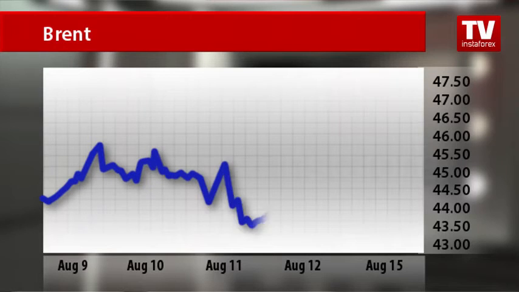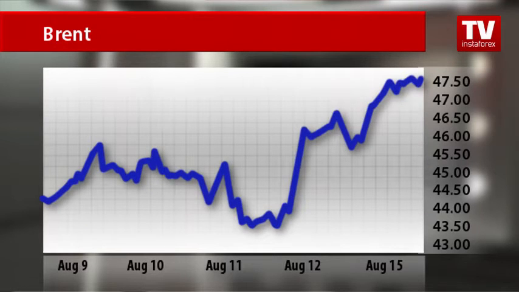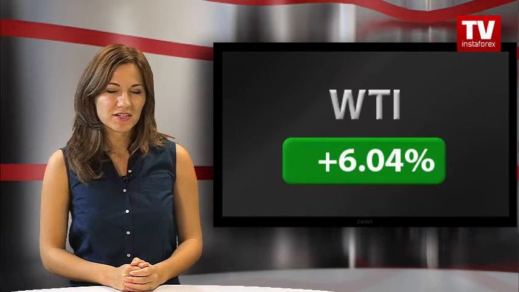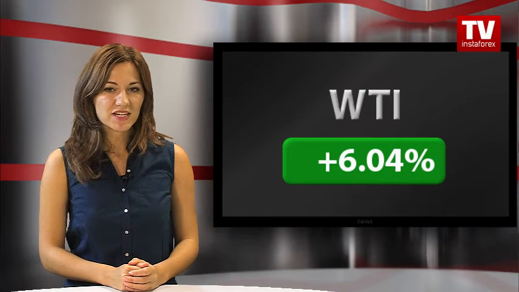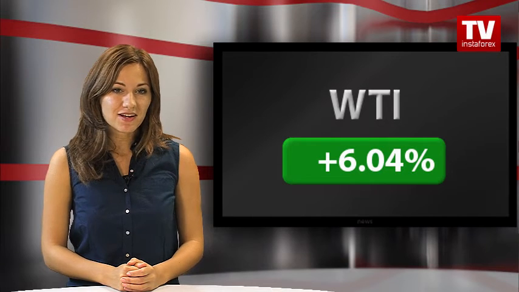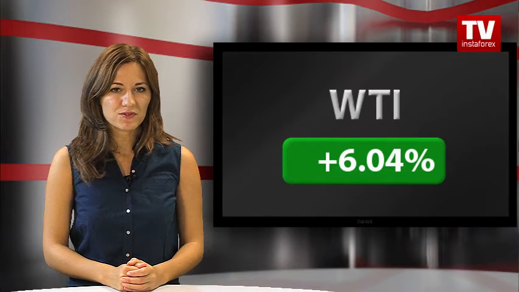ICE Brent crude oil for October delivery rose by $1.15 on Friday to $46.97 per barrel. For the week, the London traded futures strengthened by 5.74%, showing the best weekly trend for the last 4 months. On the New York Mercantile Exchange, September crude oil futures advanced to $44.49 per barrel, gaining $1. For the week, these contracts rose by 6.04%.